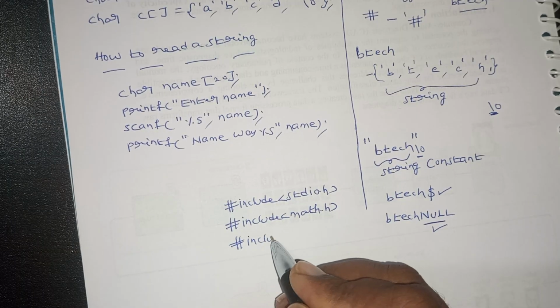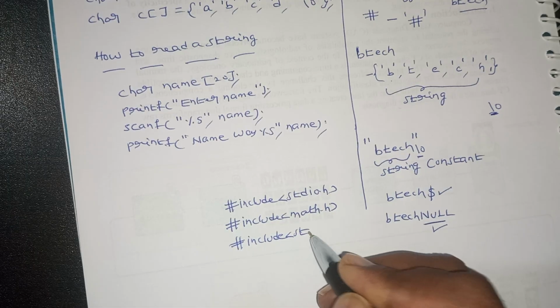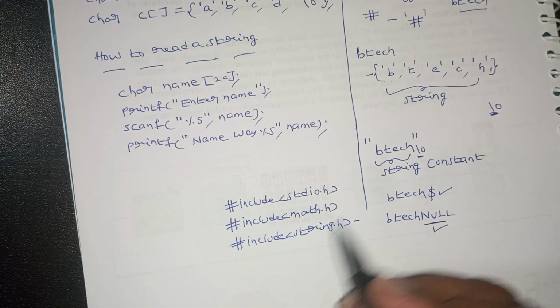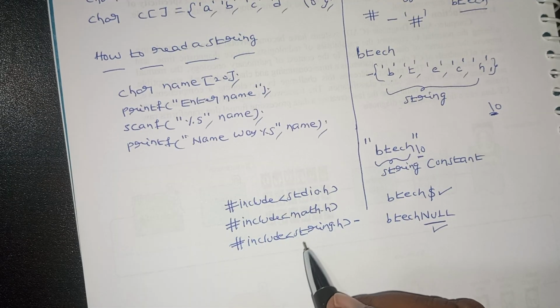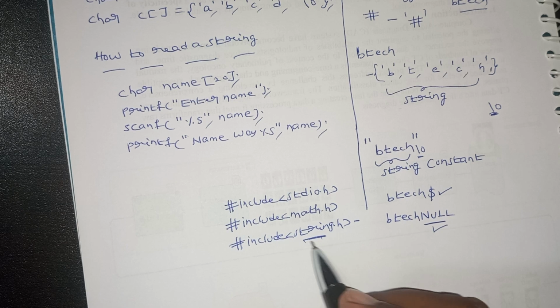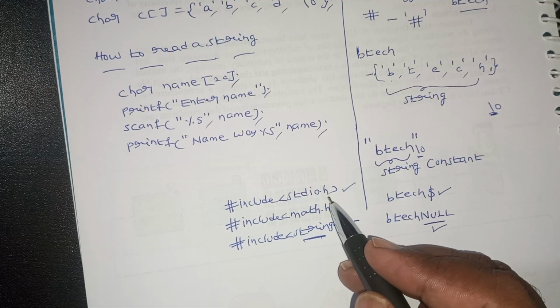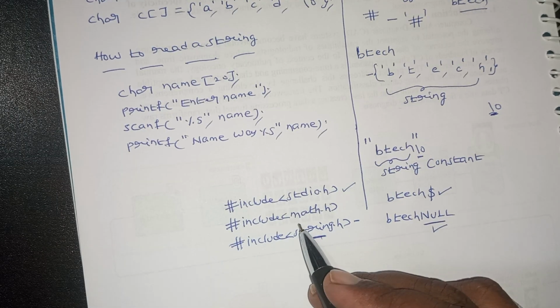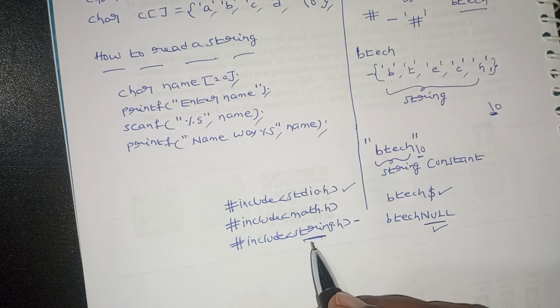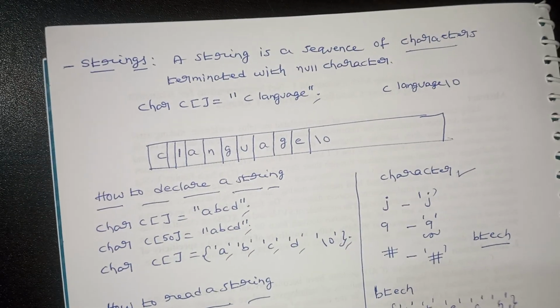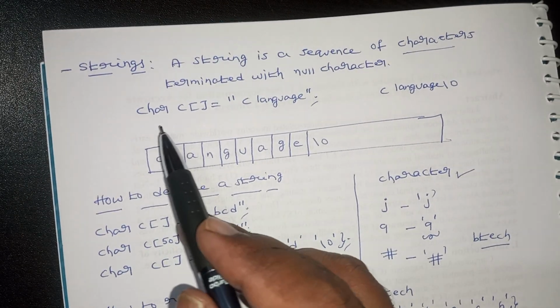#include string.h. Actually, this is optional, but better to include. Why? Because you are dealing with string operations, string manipulations, the string concept. So we have to include this package if you want to deal with printf and scanf. If you want to perform mathematical operations, I am going to include math.h. If you are performing string operations, I have to include this header file. Now, what I'm going to use is char c.